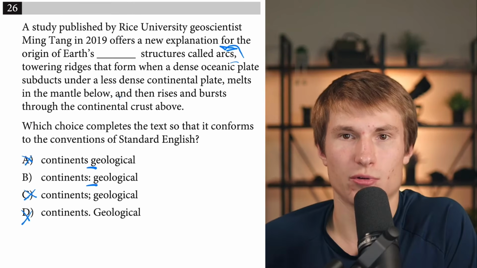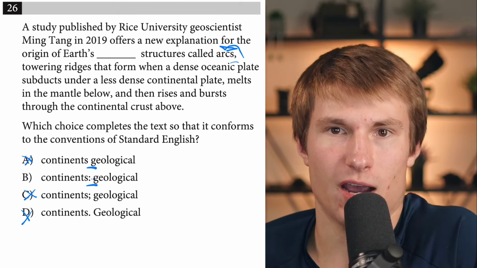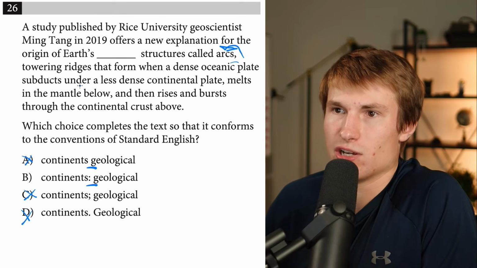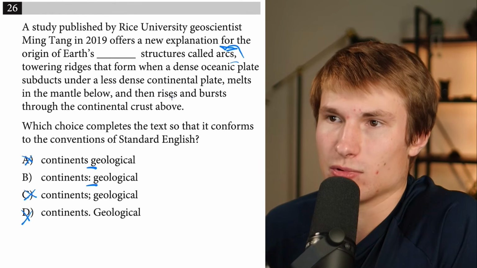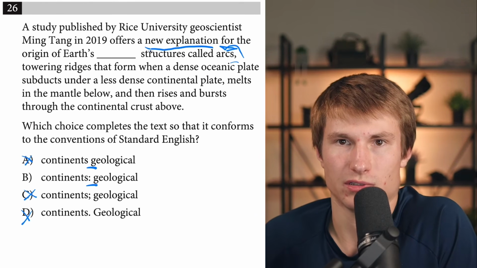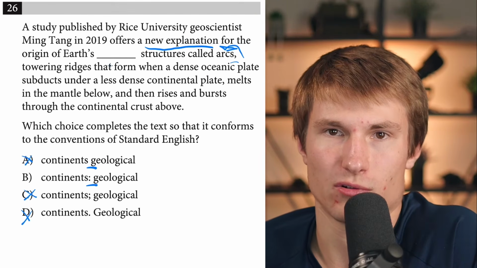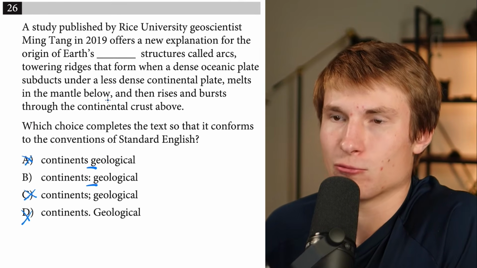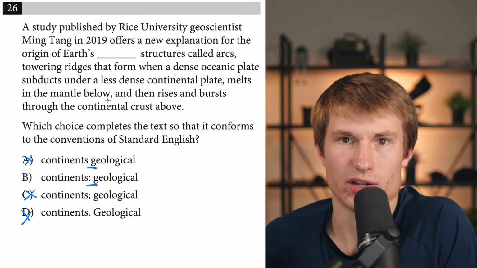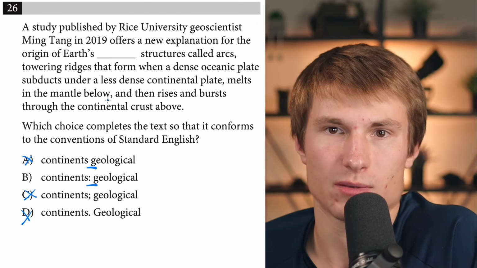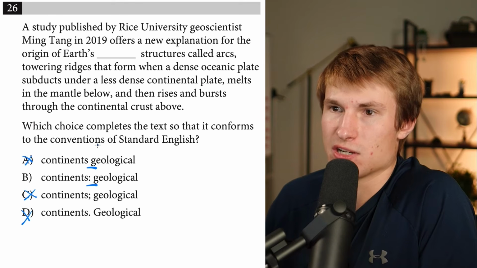Now, one thing I'll point out here is that everything after this colon, right? Geological structures called arcs, towering ridges that form when a dense oceanic plate subducts under a less dense continental plate, melts in the mantle below, and then rises and bursts through the continental crust above. Well, that's illustrating this explanation. Okay, it says that the study offers a new explanation for the origin of Earth's continents, and then we go on to give sort of more information about that explanation. When you're in a scenario where what comes after the colon is illustrating what came before it, okay, that's pretty much what the purpose of a colon is, where what comes after is illustrating the idea that came before it, which it is in this case, okay?